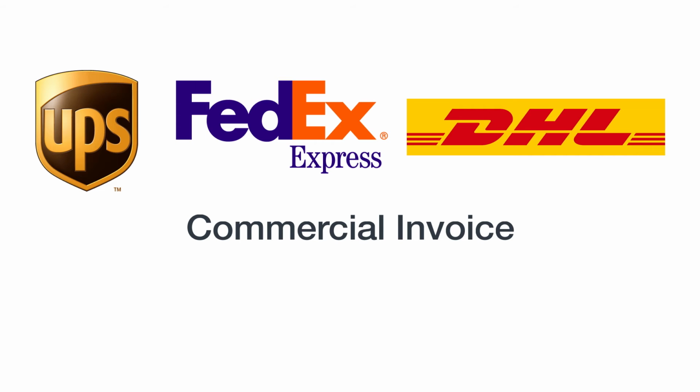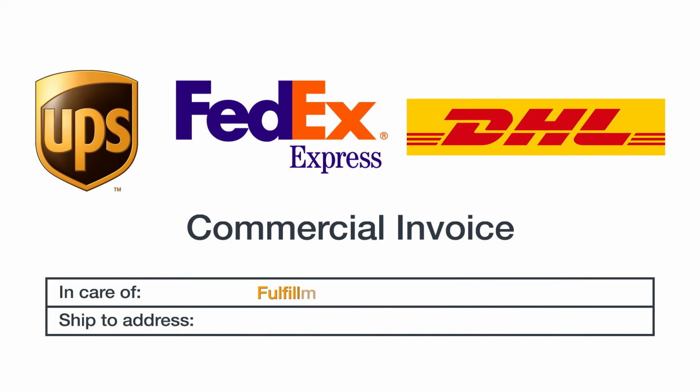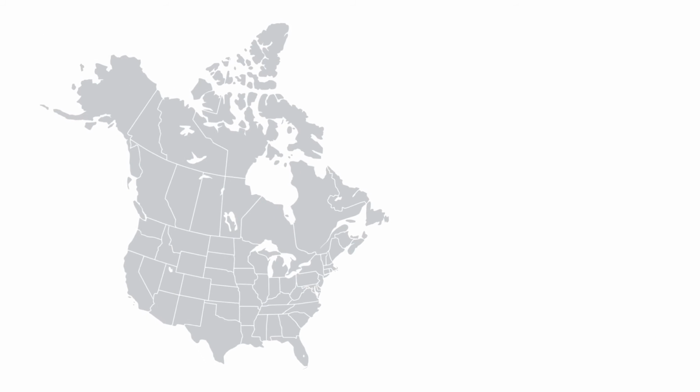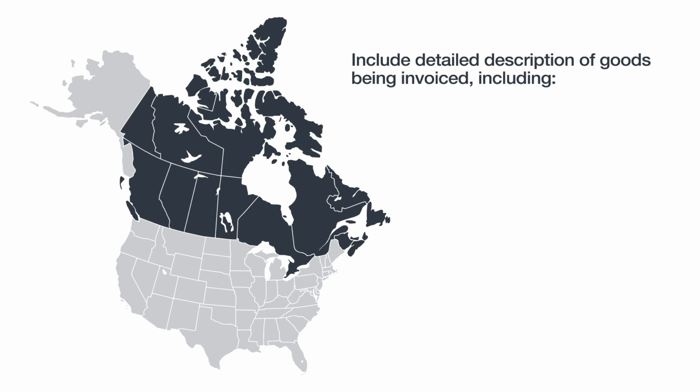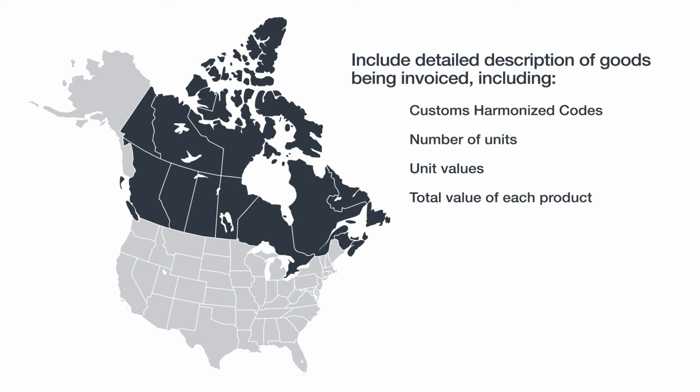If you are shipping to an Amazon fulfillment center, enter the fulfillment center name in the In Care Of field and then the fulfillment center address in the Ship To address field. Include a detailed description of the goods being invoiced, including customs harmonized codes, the number of units, unit values, and the total value of each product. For samples or products with no commercial value, you'll still need to state a nominal or fair market value for customs purposes.